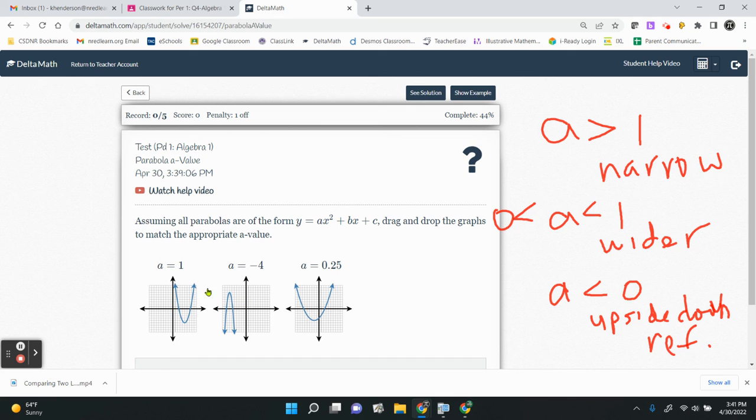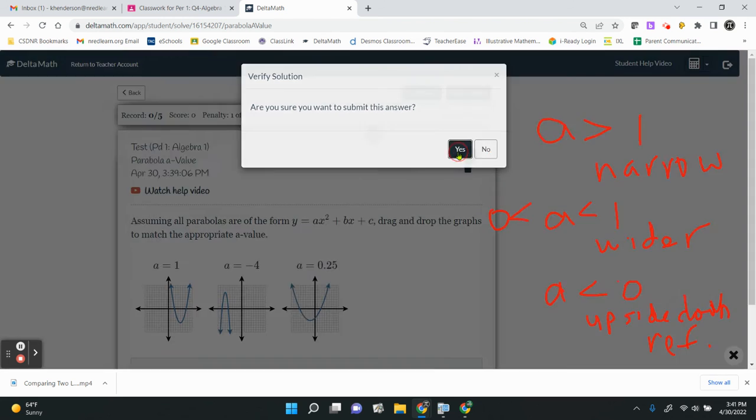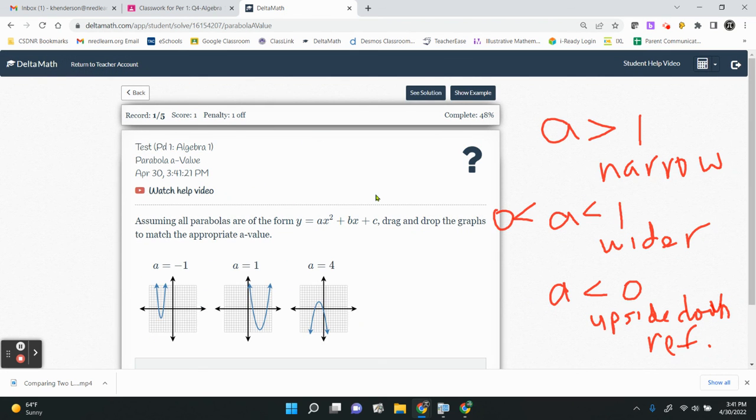Now, these are similar. They're both facing up, but one is more narrow and one is more wide. And the wider one has to be the decimal or fraction. So I think this is the right order. So I'm going to submit my answer. And let's try another one.